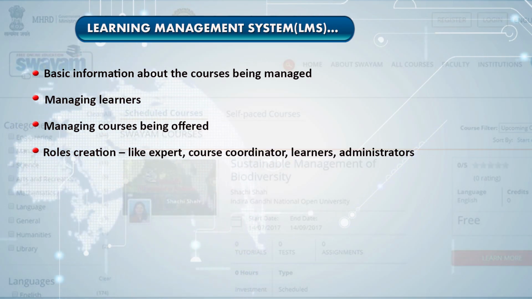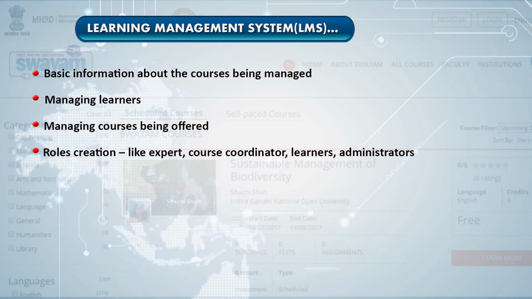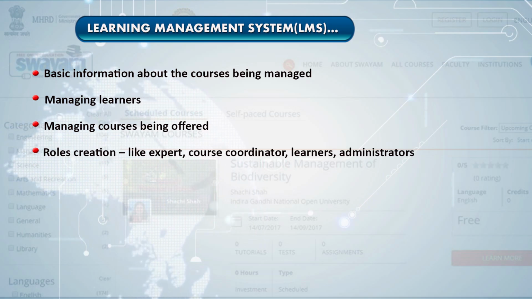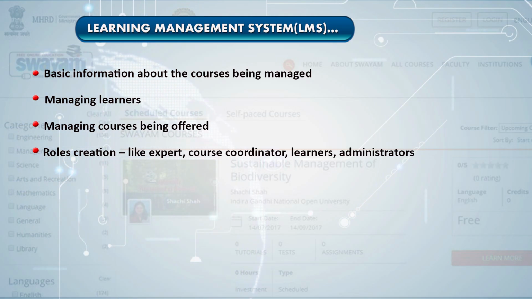So talking to you, scheduling your sessions and so on and so forth. That role is the course coordinator's role. So who will be creating the learner management system? Within the learner management system, an administrator will be creating this role for me. Then the learners, definitely that is where you come into the picture.